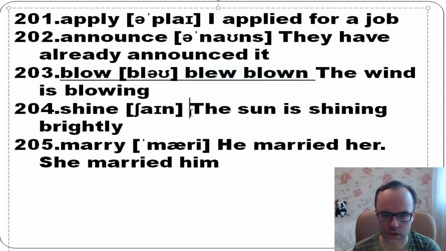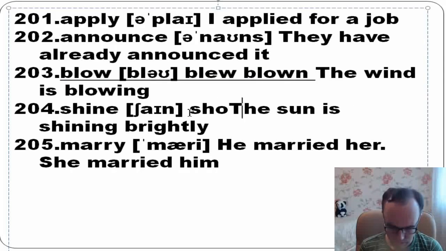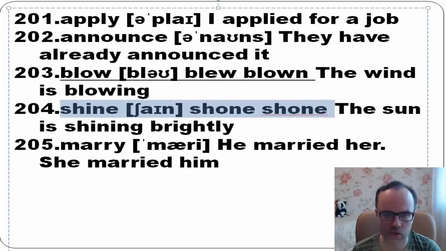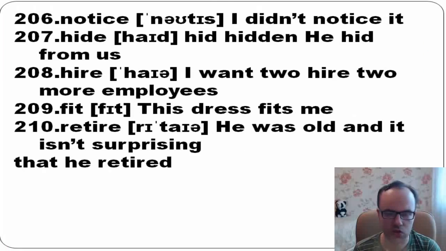Shine. Okay? Shine, shone, shone. It's also an irregular verb. So you see. Okay, so the sun is shining brightly. Marry. He married her. She married him. Okay, so notice. I didn't notice it.